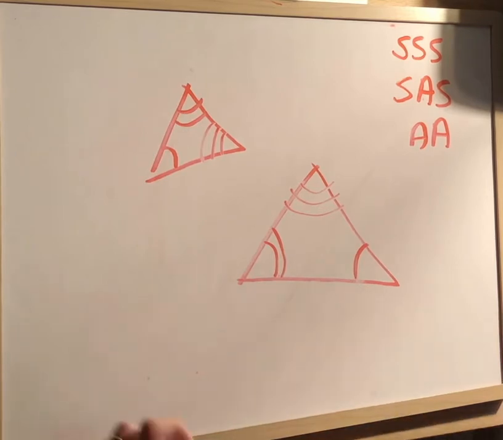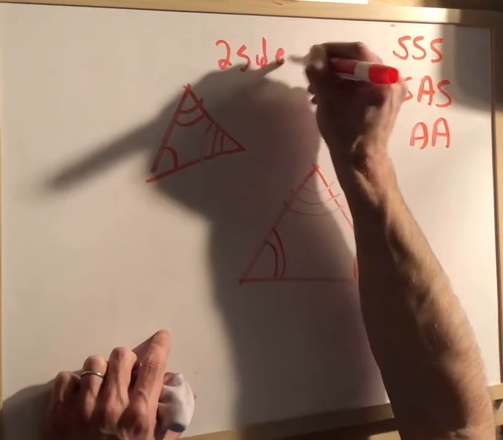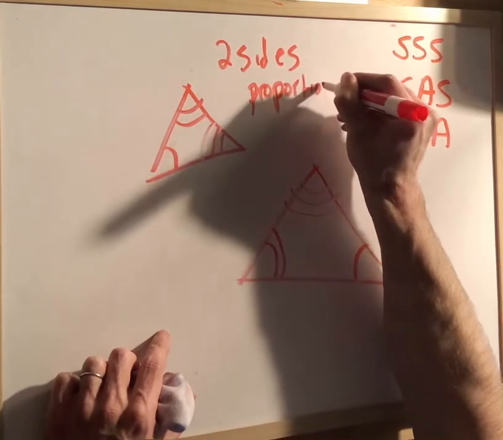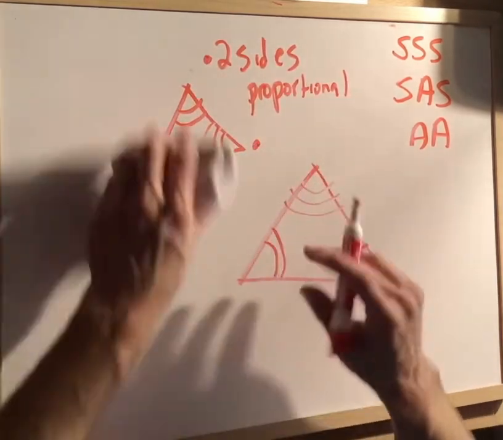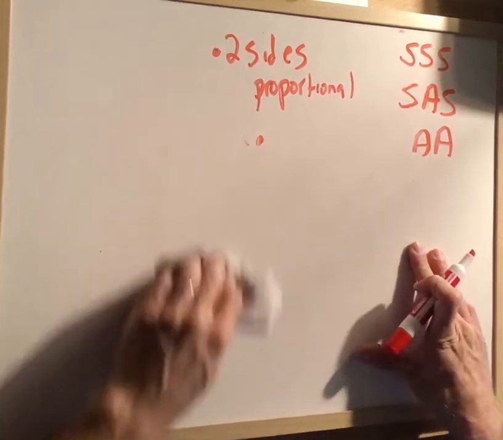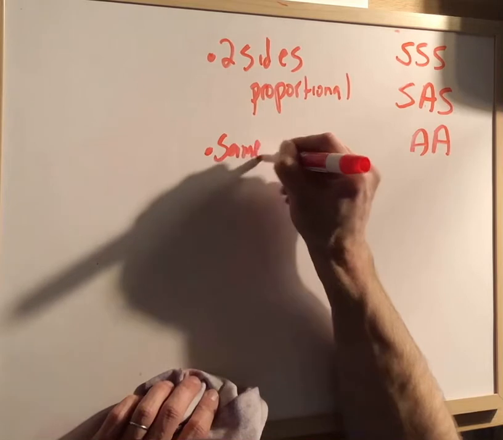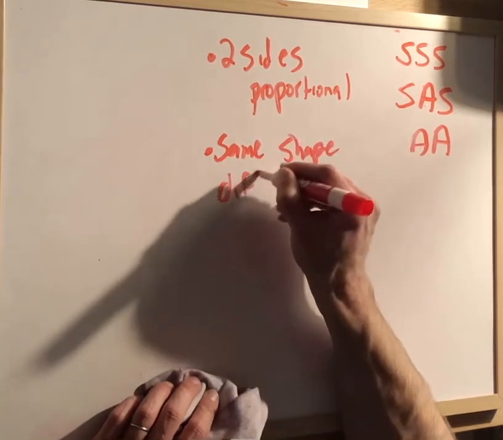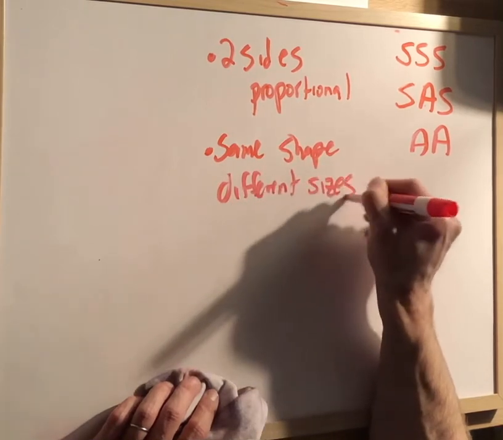Remember, all similar is two sides are proportional. It pretty much means same shape, but most of the time they're different sizes. Now let me ask you guys a question.